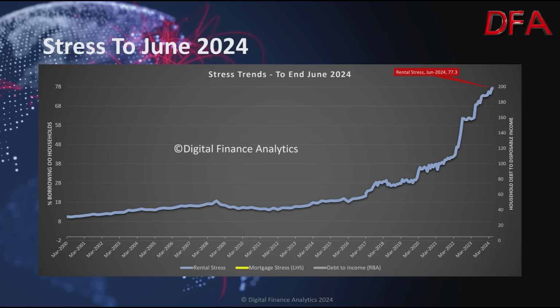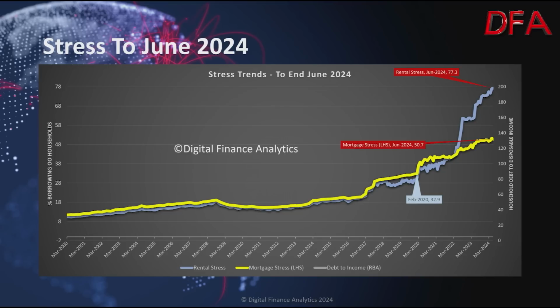77.3% of those in the rental sector have cash flow pressures. That's an all-time high. It's a disaster. And mortgage stress is also extremely high as well. More than half of households with mortgages have significant financial pressures of various sorts, up from 32.9% before COVID hit.